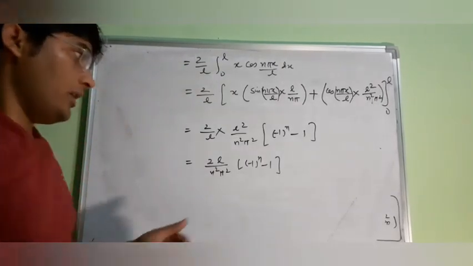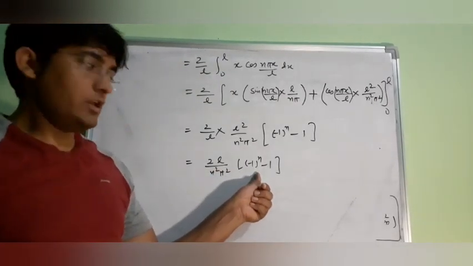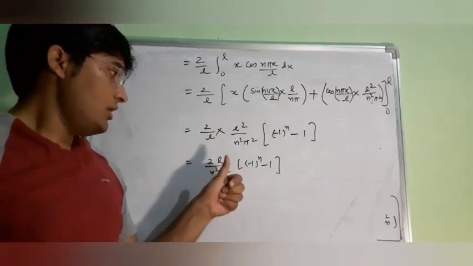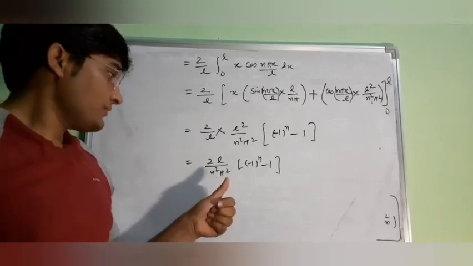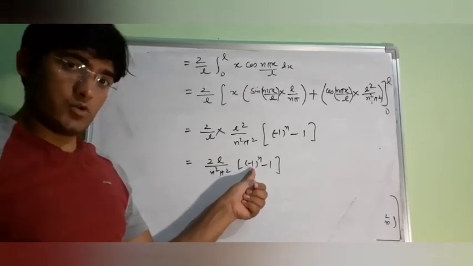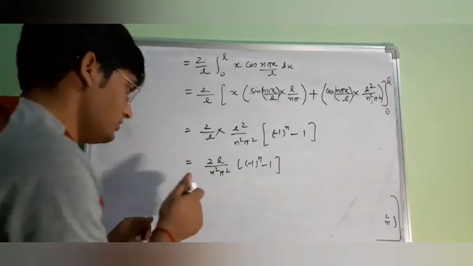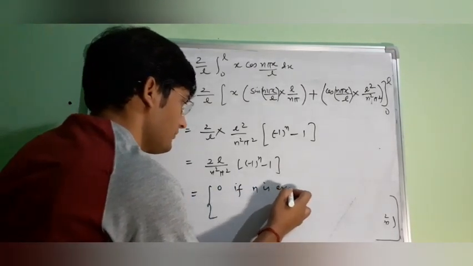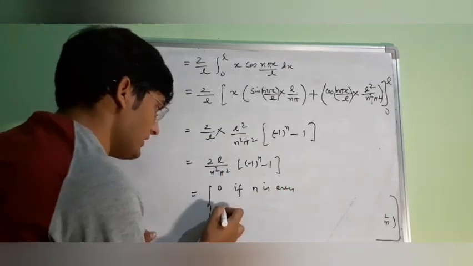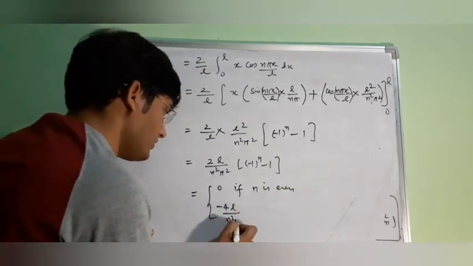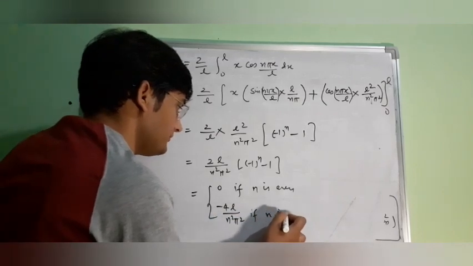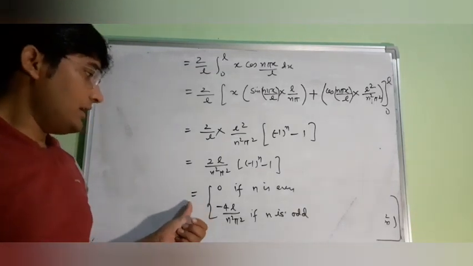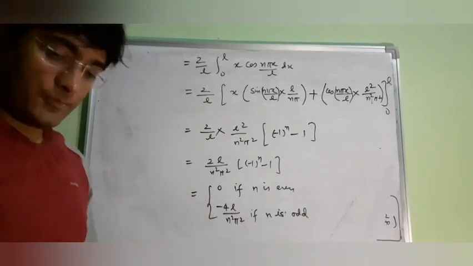Okay. Now if n is 1, this will be your minus 1. So minus 1 minus 1 will be minus 2. So this will be your minus 4L upon n square pi square. Now if your n is 2, then this will be your plus 1 and this is your minus 1. So this will be your 0 if n is even, and this is your minus 2, so this will be your minus 4L upon n square pi square if n is odd. So your A0 was L and a_n is this one when your n is odd.